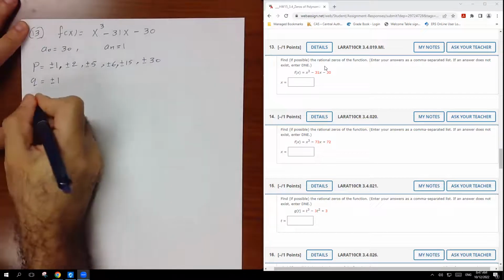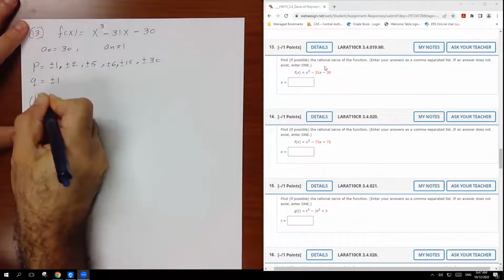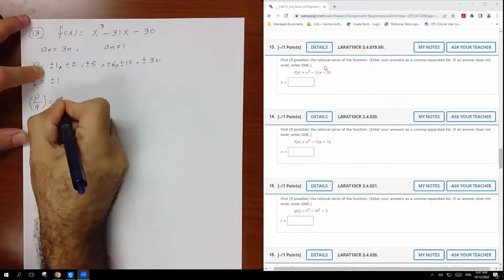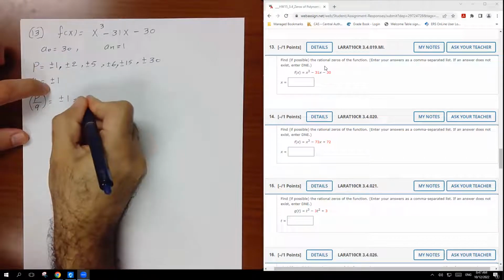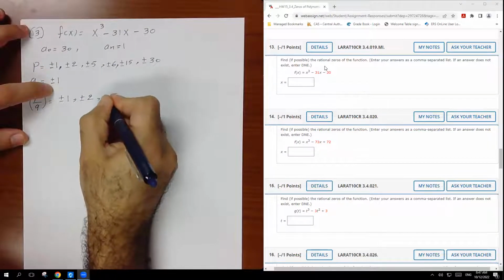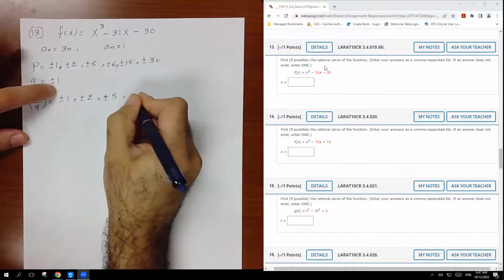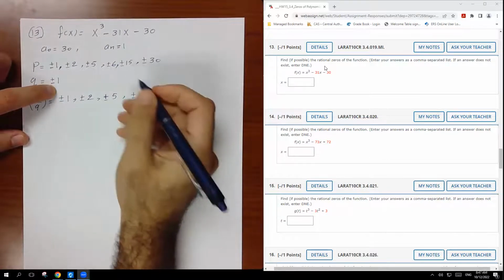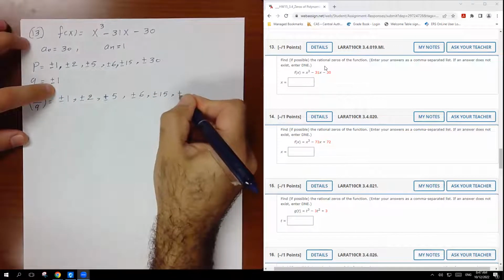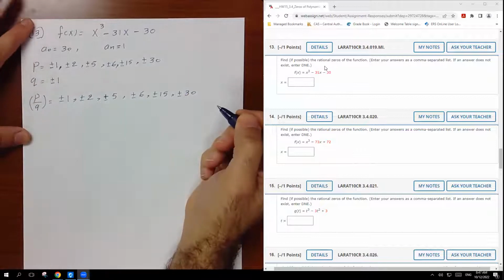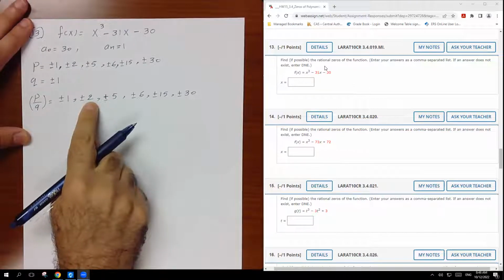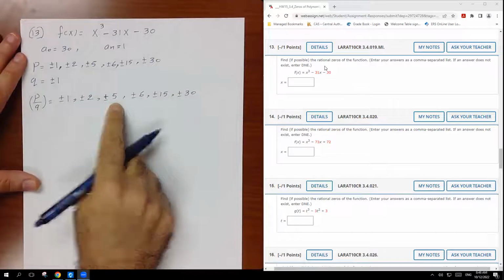To find all possible zeros, we're going to divide everything by P over Q. So it's going to be plus or minus 1. 2 divided by 1 is going to be plus or minus 2. 5 divided by 1 is plus or minus 5. 6 divided by 1 is plus or minus 6. 15 divided by 1 is plus or minus 15. And 30 divided by 1 is plus or minus 30. So these are the possible zeros. That means we have +1, -1, +2, -2, +5, -5, and keep going.